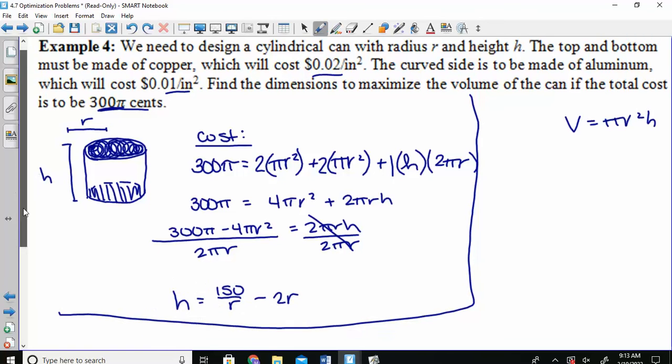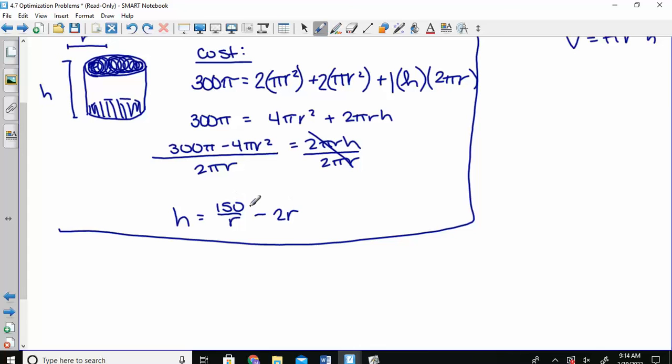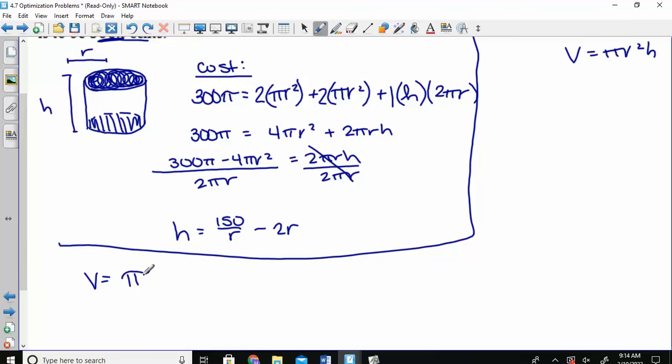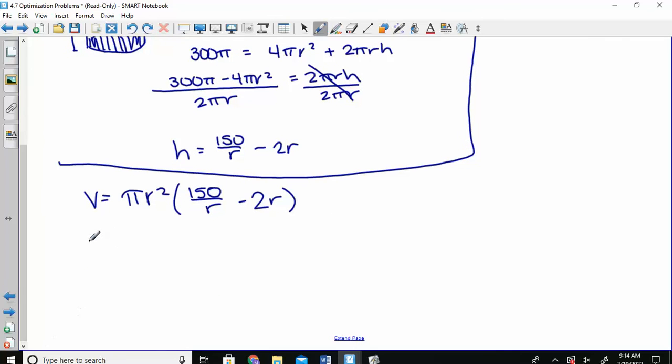So all of this work was to figure out what h is. Now we can plug that into our volume. We said the volume of this was pi r squared h, but I'm going to replace my h with 150 divided by r minus 2r.